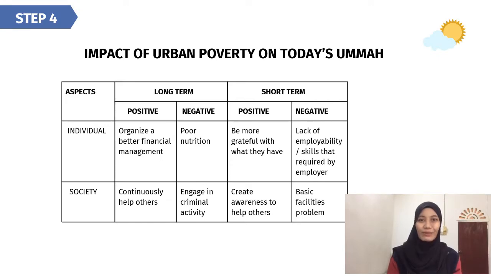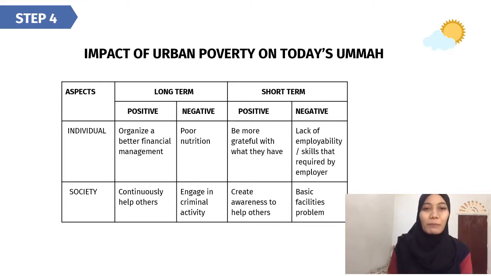Now, I would like to explain the impacts of urban poverty on individuals and society. The positive impact for individuals in the long term is that they will organize better financial management. For example, they have a budget for saving. They record their expenses, they set their saving goals, and they also decide on priorities.